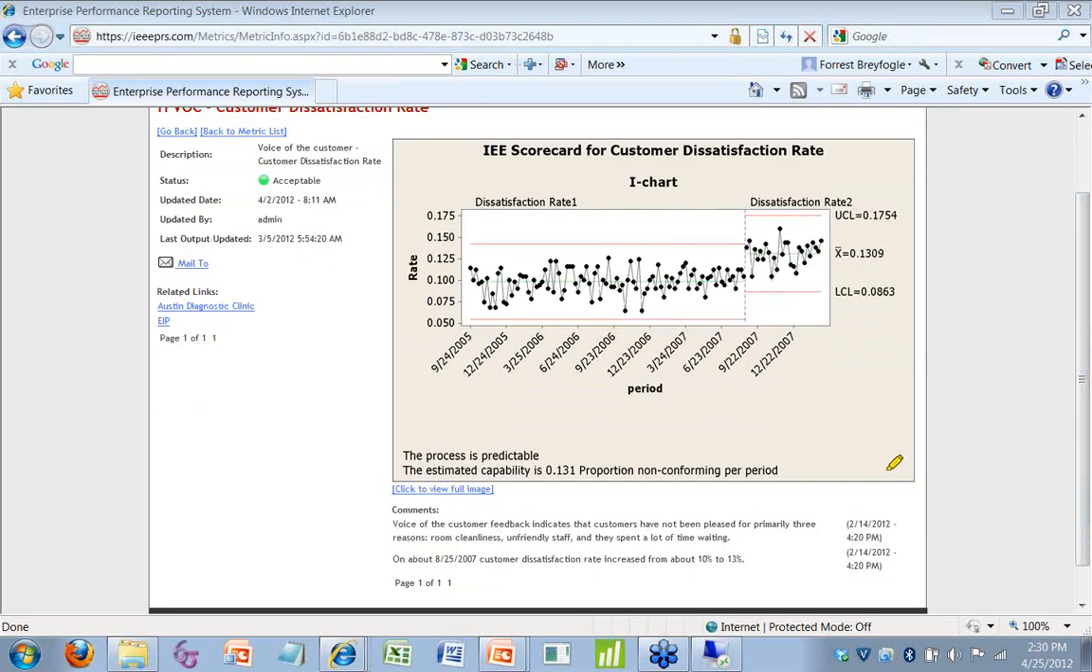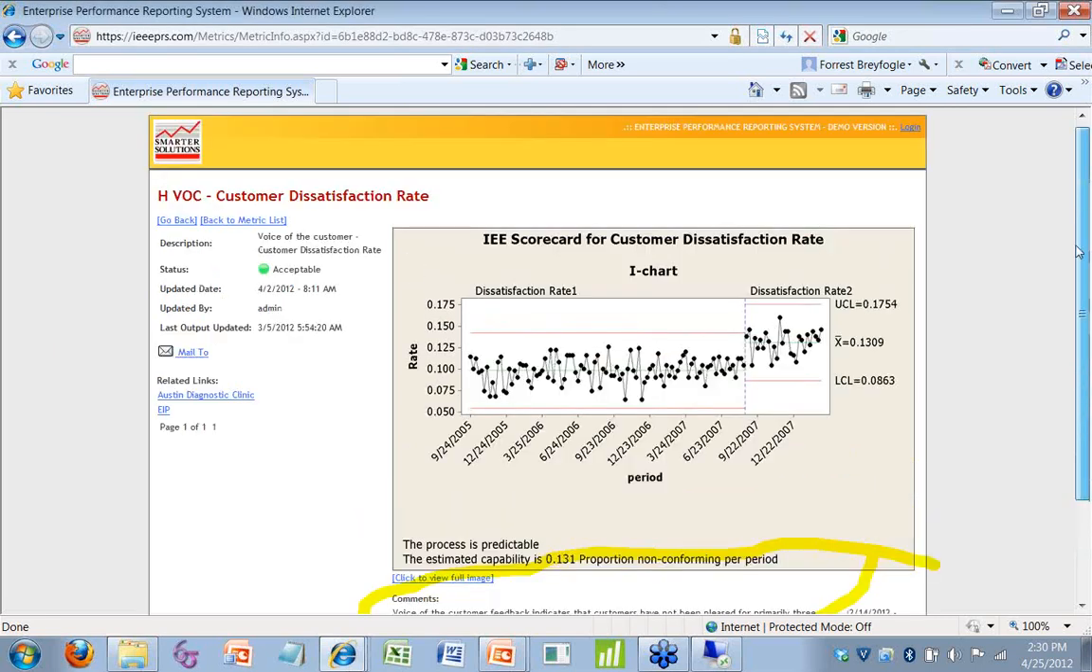Okay, so if we notice down here, we can add some comments, because the most useful information is finding out what customers are really saying. Well, they've had issues with the room cleanliness, unfriendly staff, spent a lot of time waiting. Okay, so that's given us a clue what's happening within our process. Because what we really want to do is try to understand what we might do to actually improve our financials.